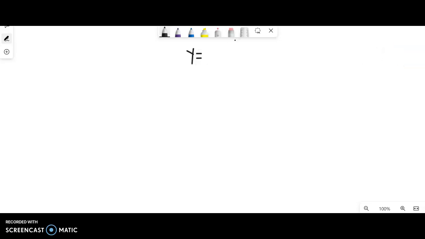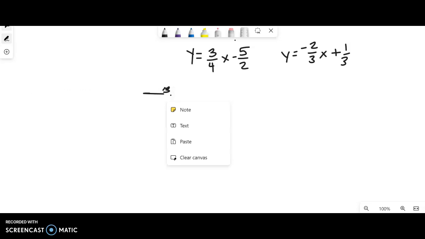y equals 3 over 4x minus 5 over 2. When does this intersect with y equals negative 2 over 3x plus 1 over 3? Okay, let's set these guys equal to each other and get started solving.